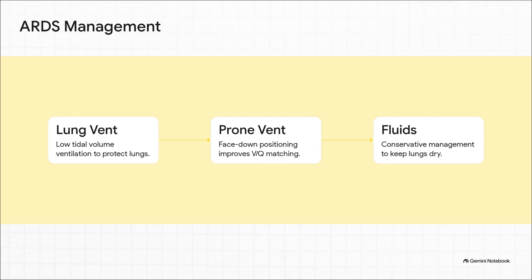Moving up to the middle tier, we have prone ventilation. Simply placing the patient face down dramatically improves ventilation perfusion matching, or VQ matching, which basically allows the healthier parts of the lungs to oxygenate the blood much more effectively. And finally, at the top tier, we implement conservative fluid management. We want to keep the patient's fluid levels carefully restricted to keep those damaged lungs as dry as possible, right alongside supportive ICU pharmacotherapy to reduce that fluid buildup.